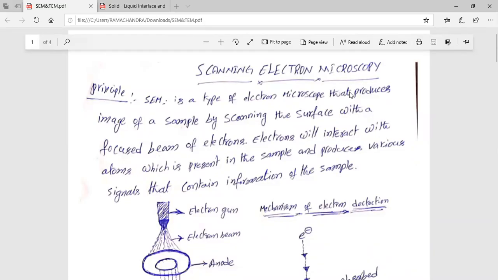Okay, Rana, good morning. Today we are discussing scanning electron microscopy. In the earlier class, we discussed synthesis of nanoparticles and their properties.